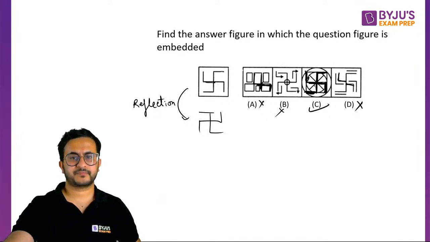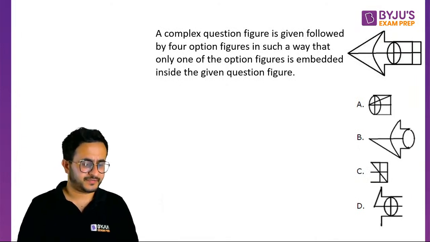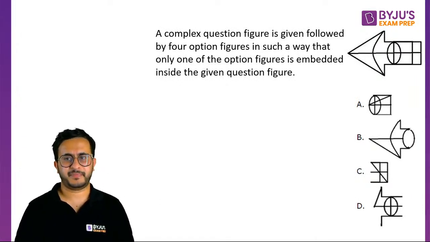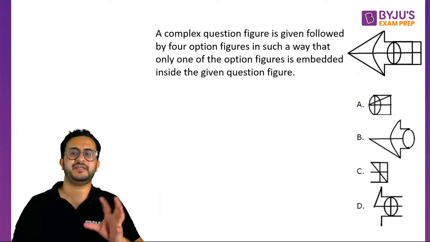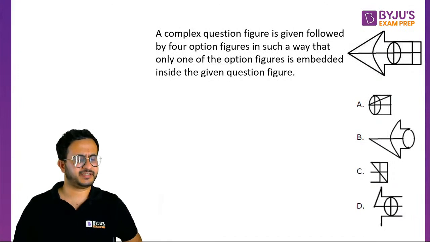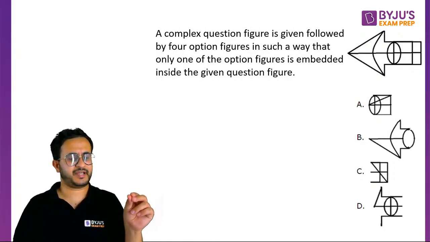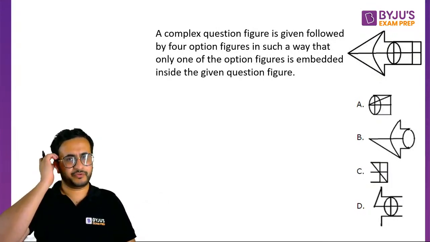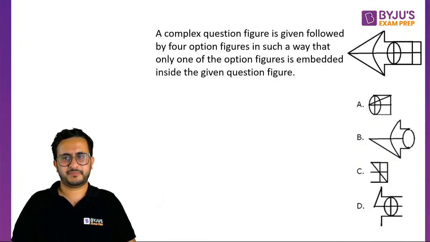Okay, then you have another variety of embedded figure in which they give you a figure and then ask which of these images is embedded in it, right? Just a reverse type. In the previous type, they had given you some shapes and asked in which image you see the shape. Now they have given you an image and asked which of these shapes you can see inside this image.